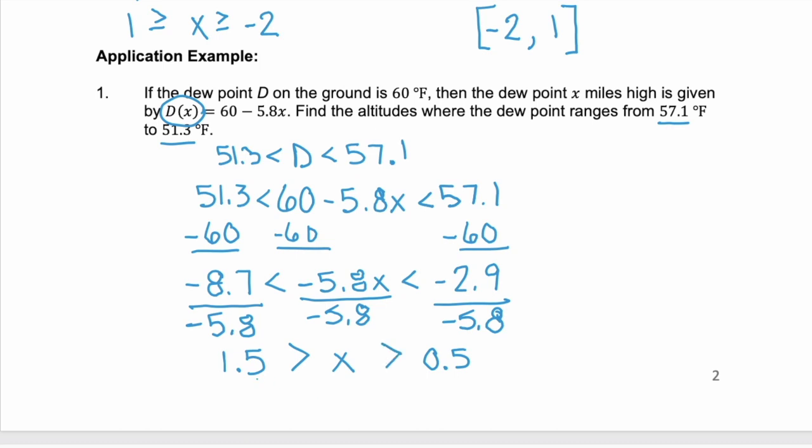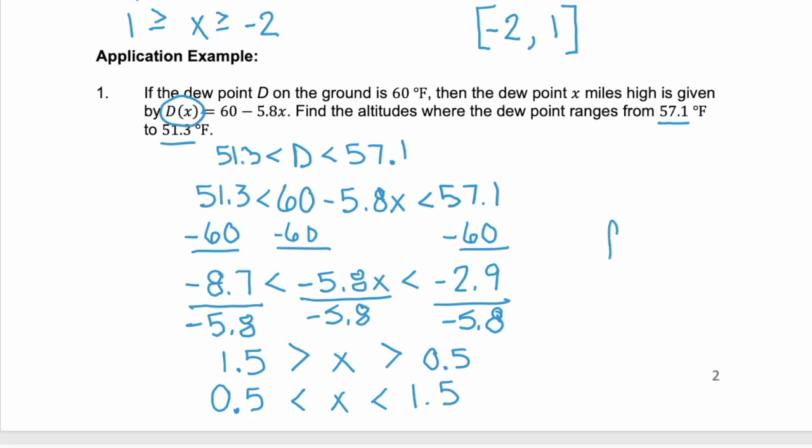But look, once again, we have our large number on the left and the small number on the right. We really want to have that small number on the left and that large number on our right. So we can change their sides, and that forces those inequality symbols to change. So what does this mean? x is between 0.5 and 1.5.